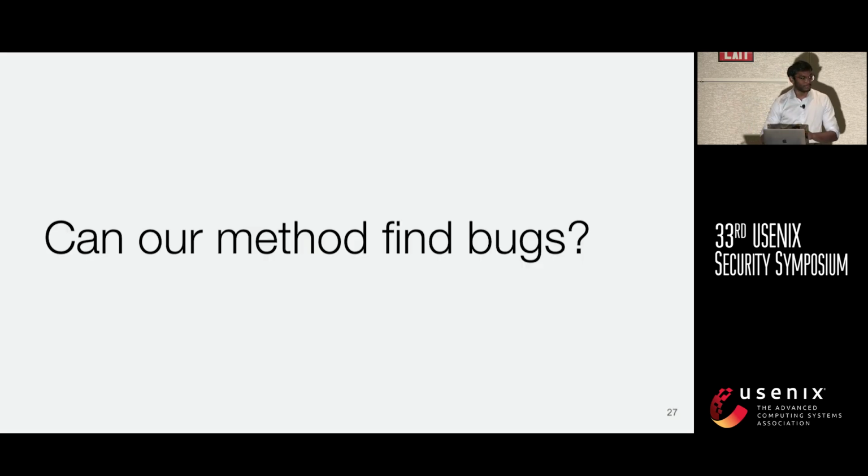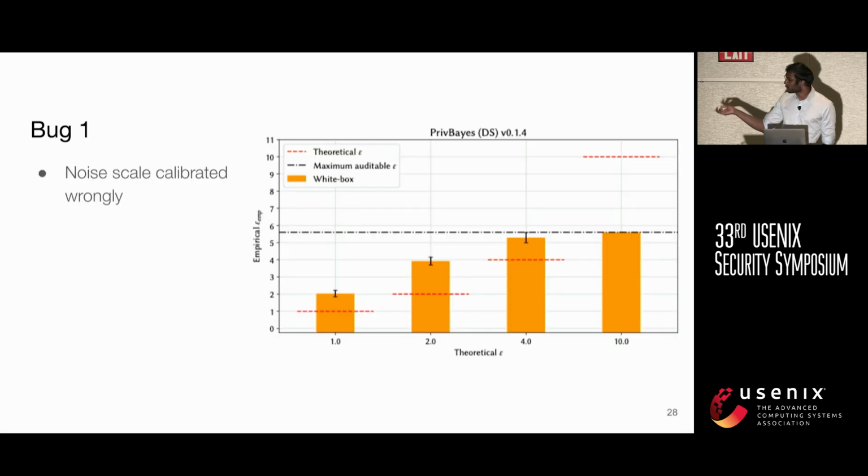The last thing that I wanted to talk about today is whether our method is any useful in practice, and whether we can actually find bugs. So the first one that we looked at is this bug from priv-based, an old implementation. Through manual analysis, we noted that there's a bug there where the noise scale was calibrated wrongly. And here you can see that our analysis can actually find exactly how wrong it is. Each epsilon is twice the expected one, and there are some limitations here with our analysis, which we talk about in our paper.